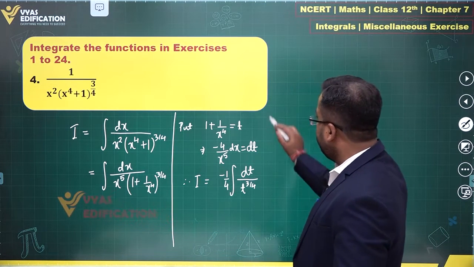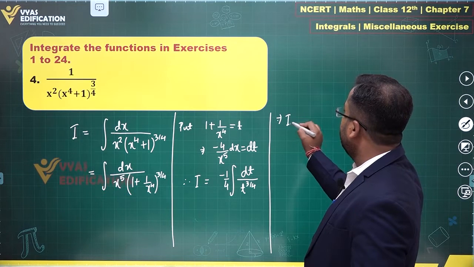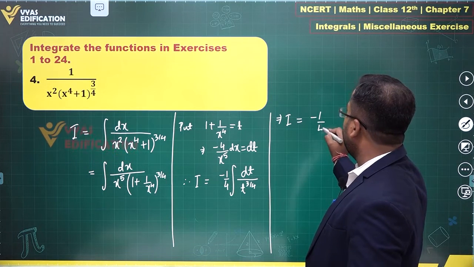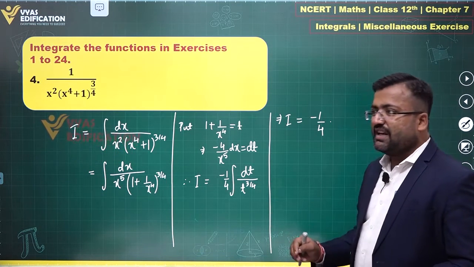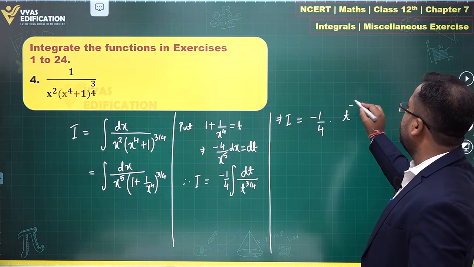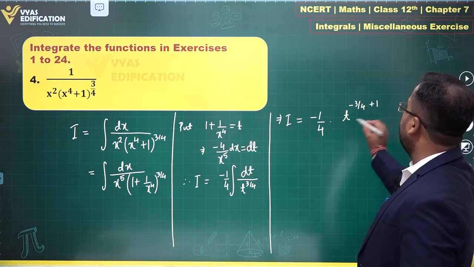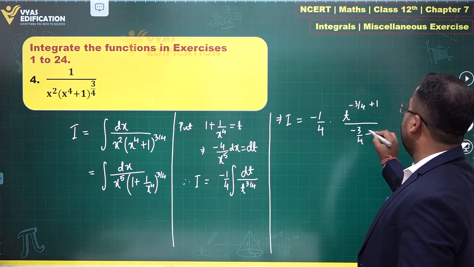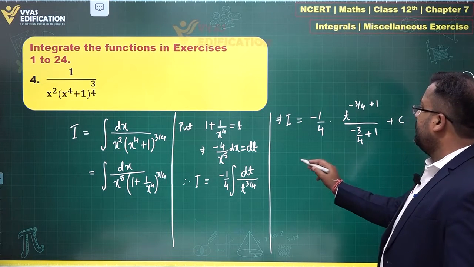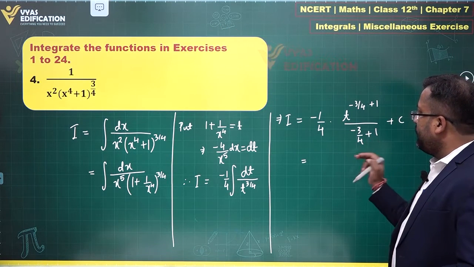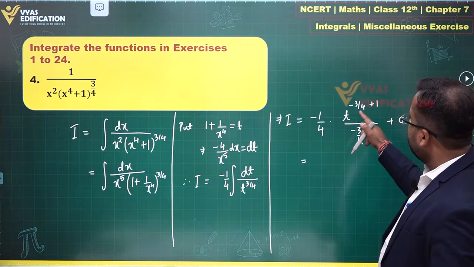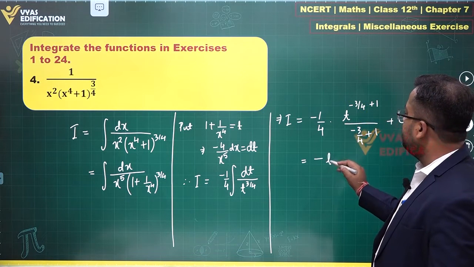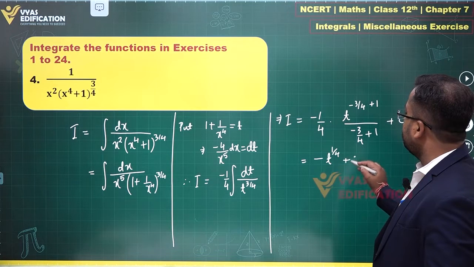So the integral will be minus 1 by 4, okay. T power minus 3 by 4, the integral will be t power minus 3 by 4 plus 1 upon minus 3 by 4 plus 1 plus a constant. What is that? This is 1 by 4. This goes with this 1 by 4. This is 1 by 4. So this is minus t raised to power 1 by 4 plus constant.